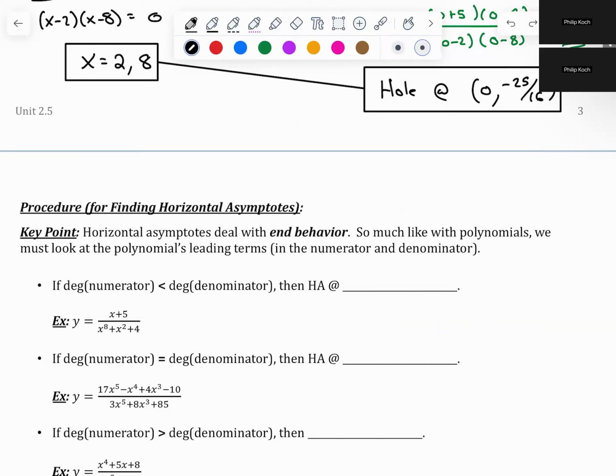Horizontal asymptotes deal with end behavior, just like with polynomials having end behavior, right? So with polynomials, all you need to do is look at the leading terms, in the numerator and the denominator this time. So if the degree of the numerator is smaller than the degree of the denominator, then there will be a horizontal asymptote at y equals 0. So looking at this function here, it's degree 1 over degree 8.